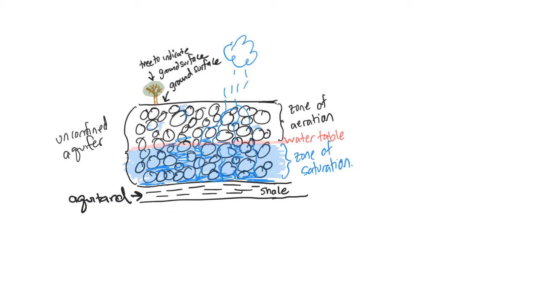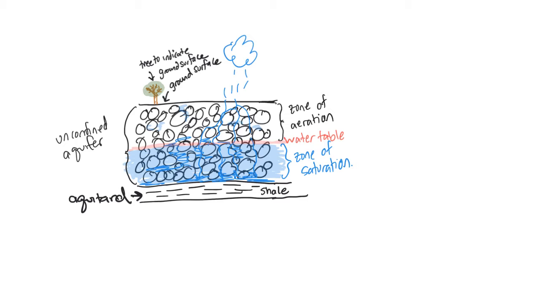So what this means is that the water level in this aquifer is going to be a direct result of how much it has rained recently for the most part. If it rains more, then the aquifer fills up and the water table rises. If it rains less, then some of this water will be used, some of it might evaporate, and the water table will go down. So the unconfined aquifer, again, is in direct contact with the surface here.